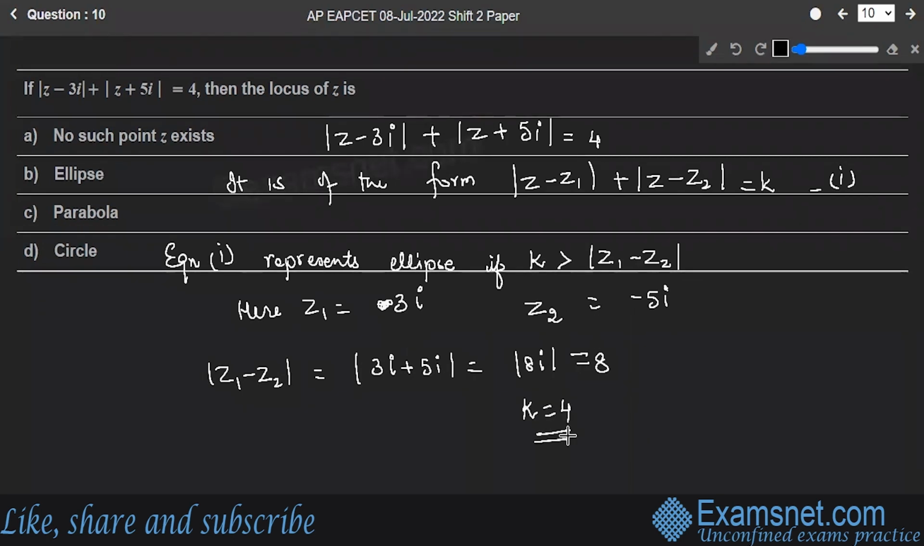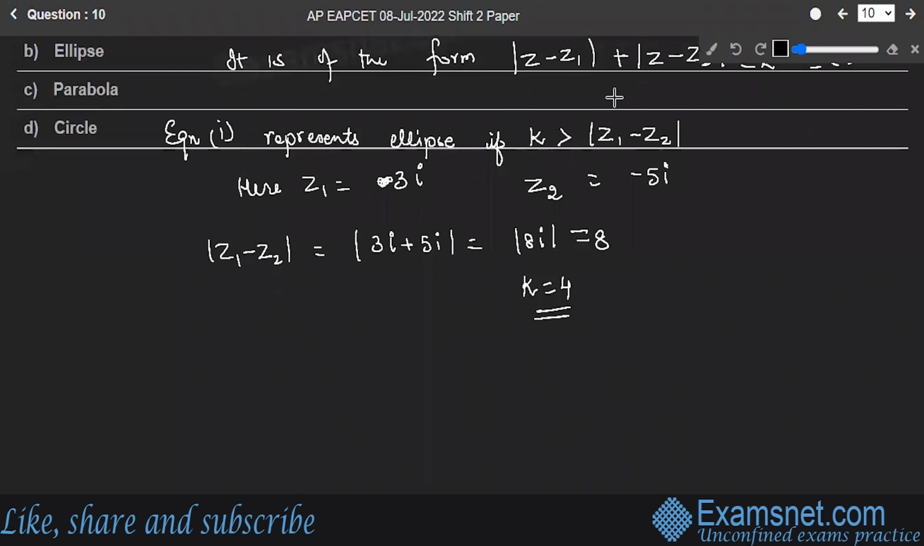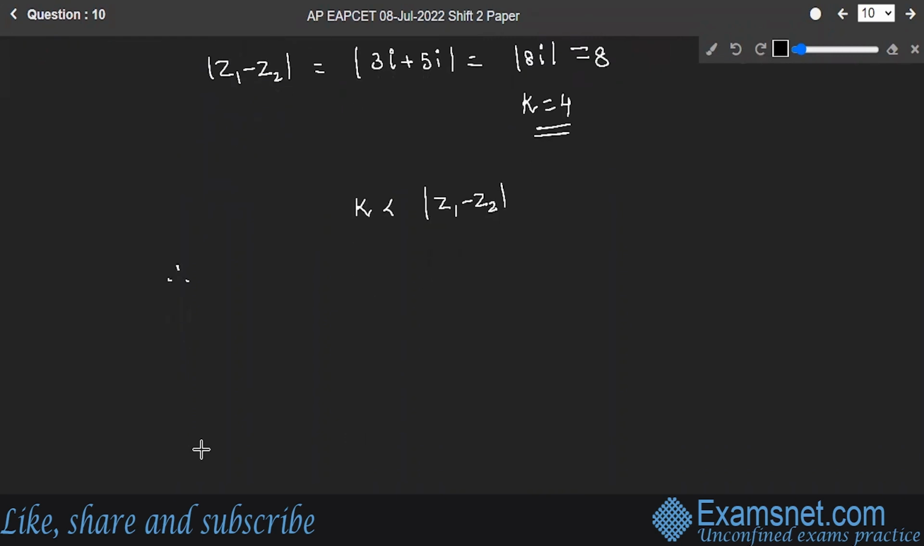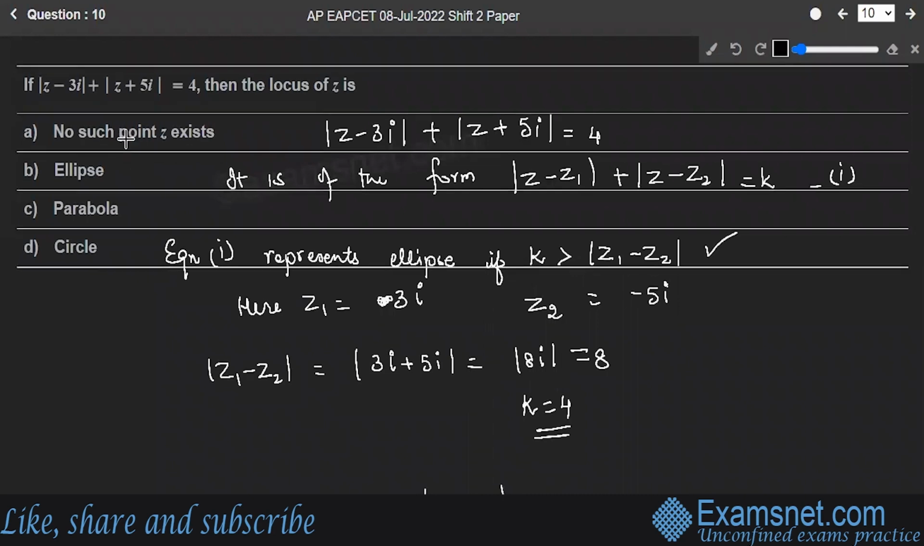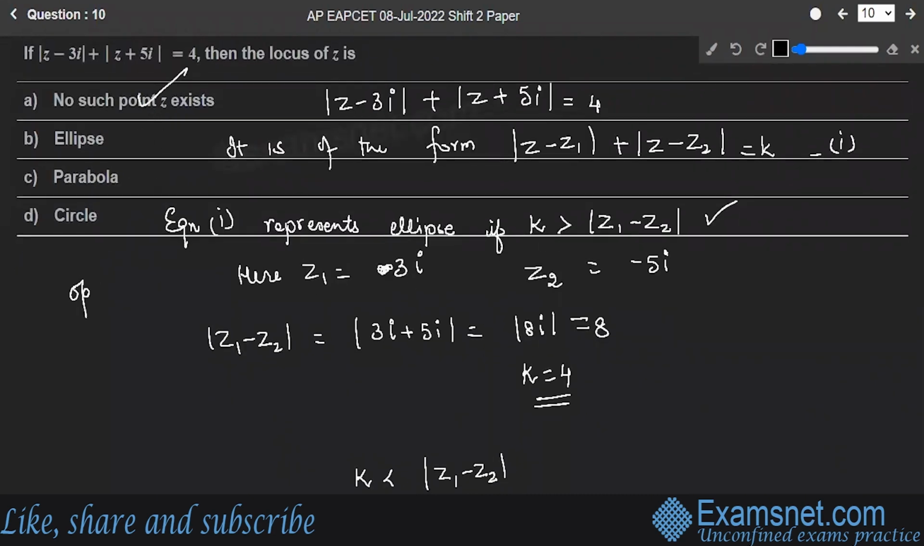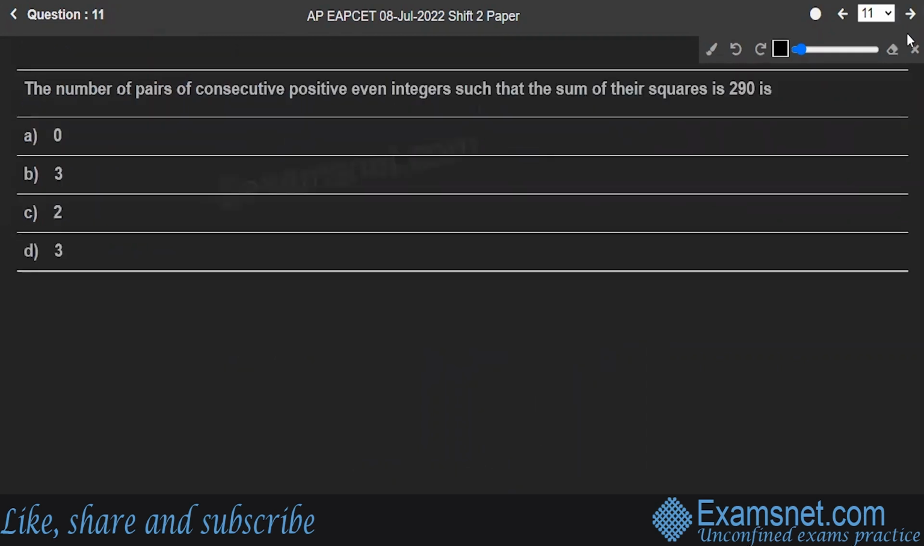And you know K is equal to 4. But we have the condition that K should be greater than |Z1 minus Z2|. Here we have K is less than |Z1 minus Z2|. Therefore, no such point Z exists. So we have option A as our answer. Right here. Next is question number 11.